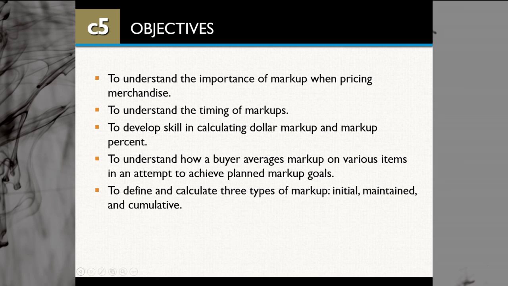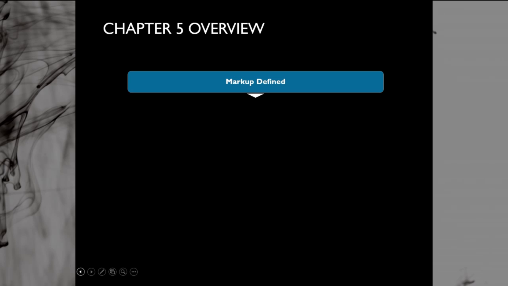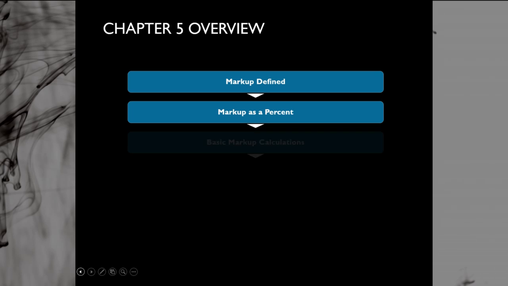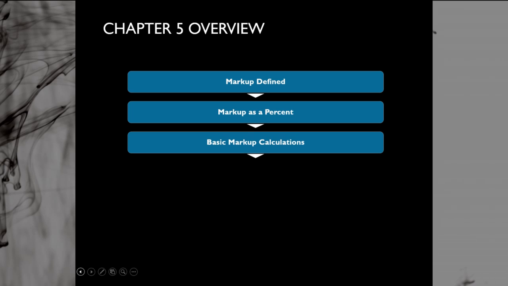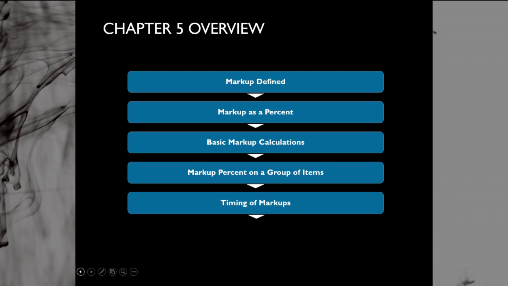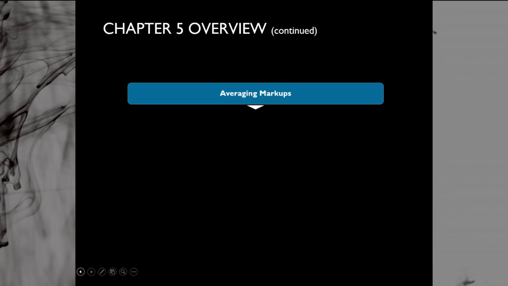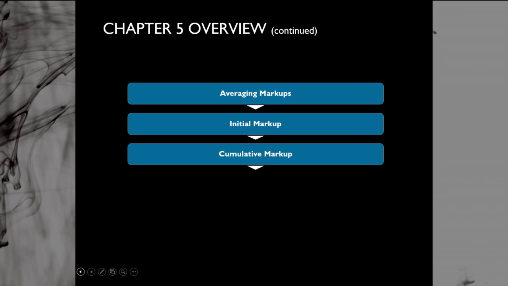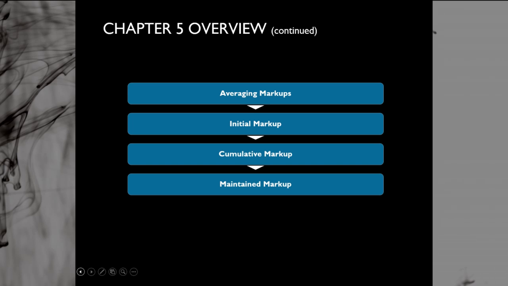And let's look at what you're going to learn in this chapter. So Chapter 5 overview. We'll start from the markup definition. So what is markup? Markup is a percent based on the retail and based on the cost. And basic markup calculation, markup percent on a group of items, not a single item. Timing of markups, averaging markups, initial markup, cumulative markup, and maintained markup.